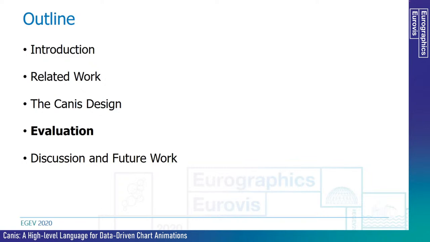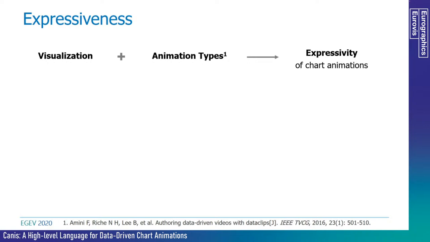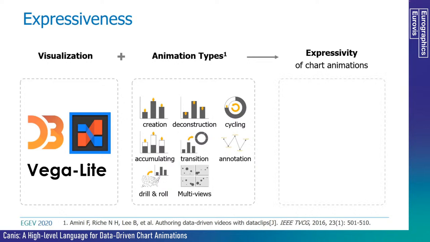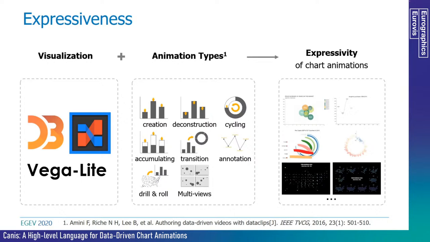The expressivity of chart animations is determined by visualizations and animations. Thus, we use the visualizations created by D3, Vega-Lite, and Charticulator, and animation types mentioned in Amini et al.'s work to create an example gallery to illustrate the expressiveness of Canis. Here are some of the examples from the gallery.